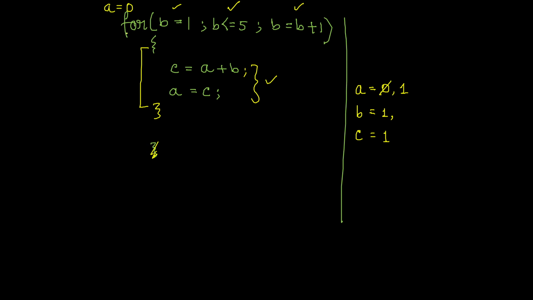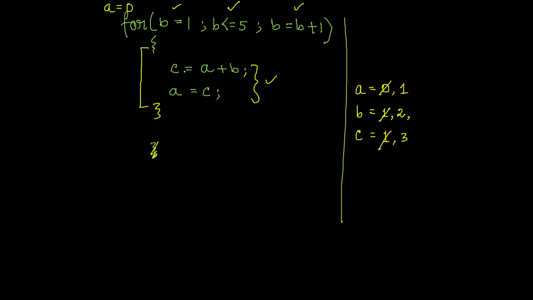Now what will happen again after executing this statement? B will be incremented, so B will be equal to B plus 1. That means B will now be 2. So 2 lesser than 5 is true. Yes, it will come here. Now what is the content of A? Content of A is 1. Content of B is 2. 1 plus 2 equal to 3. So the new value of C will be equal to 3.